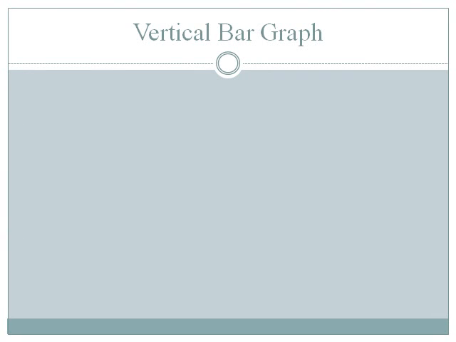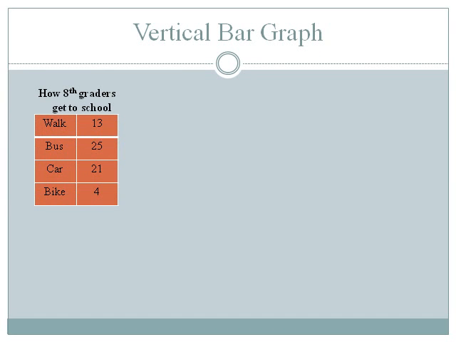The first graph we're going to look at is a vertical bar graph. To do this, we're going to analyze some data from a survey taken of how 8th graders get to school. As you can see from the table, they either walk, ride the bus, take a car, or ride a bike. Looking at this data, we want a way of representing it visually.